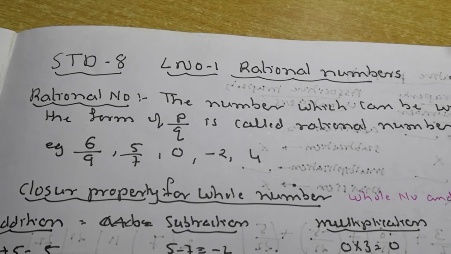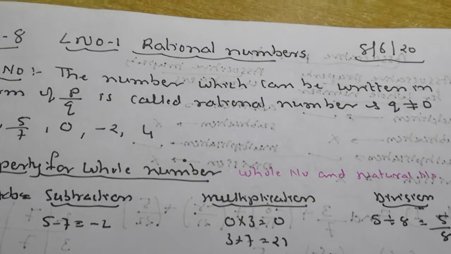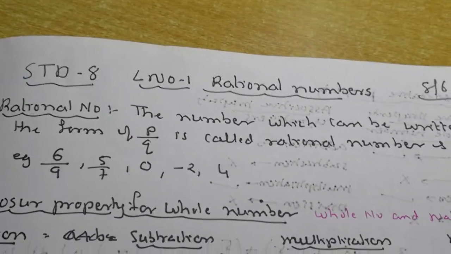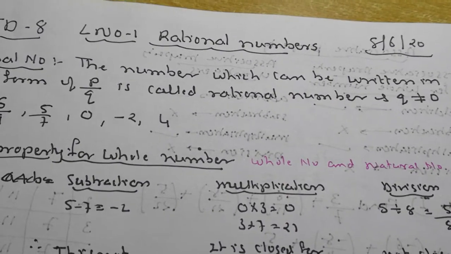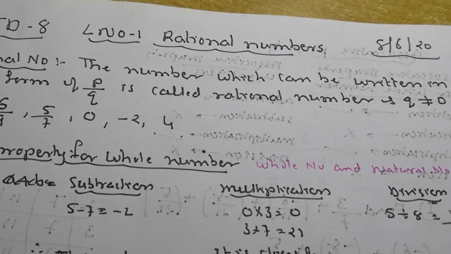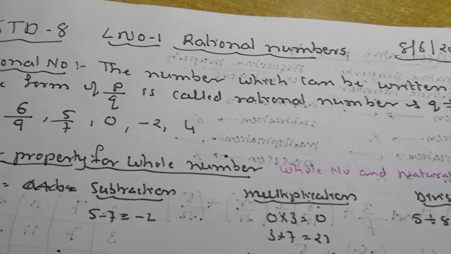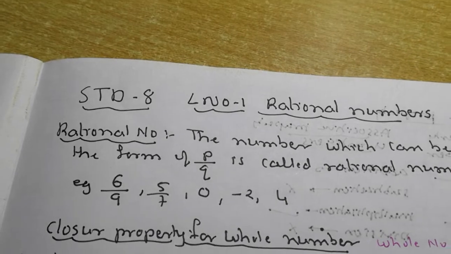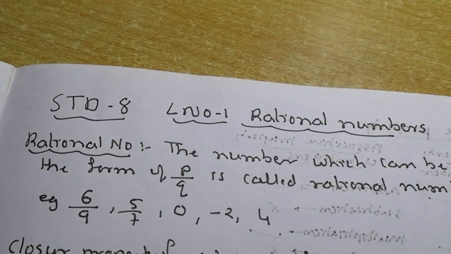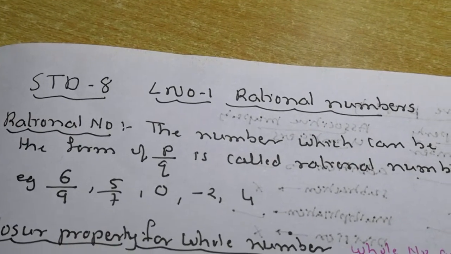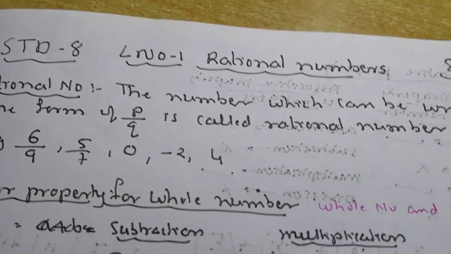So in standard 8, we are going to study rational numbers. What are rational numbers? The numbers which can be written in the form of p upon q are called rational numbers, where q is not equal to 0. That means the denominator should not be 0. It should be at least 1 or any other number, but not 0. I have given you some examples: 6 upon 9, 5 upon 7, 0, minus 2, 4. We can write 4 upon 1, minus 2 upon 1. So they are rational numbers.